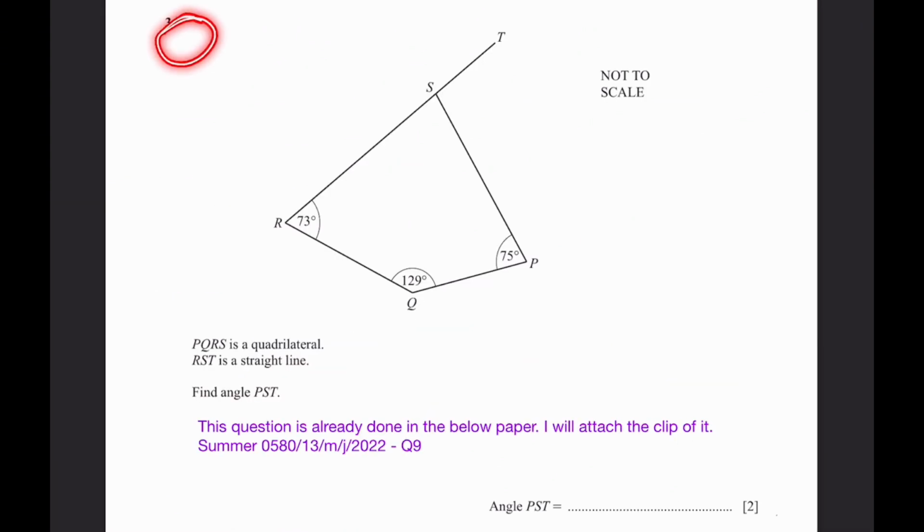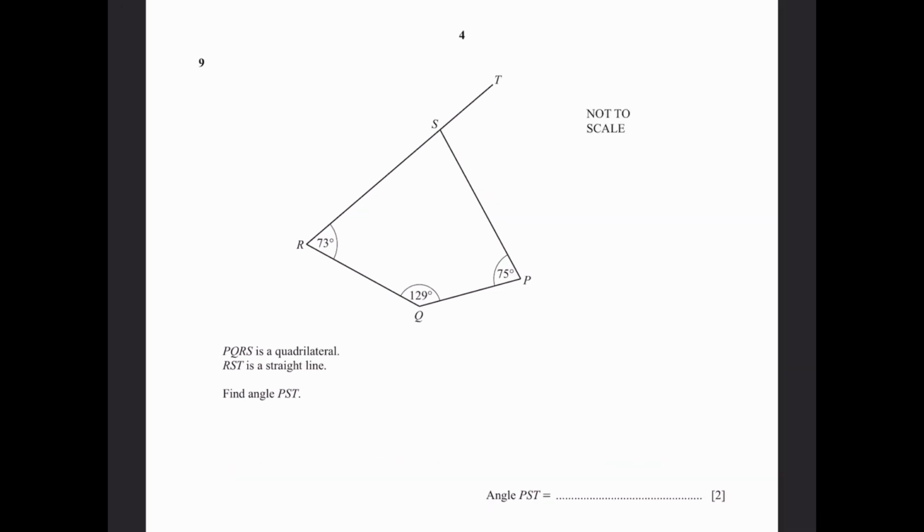Question 3. This question is already done in the below paper, so I'll attach the clip. PQRS is a quadrilateral. RST is a straight line. Find angle PST. Angle PST is this angle. So to find this angle, we need this angle. And how do you find this angle, which is angle RSP?